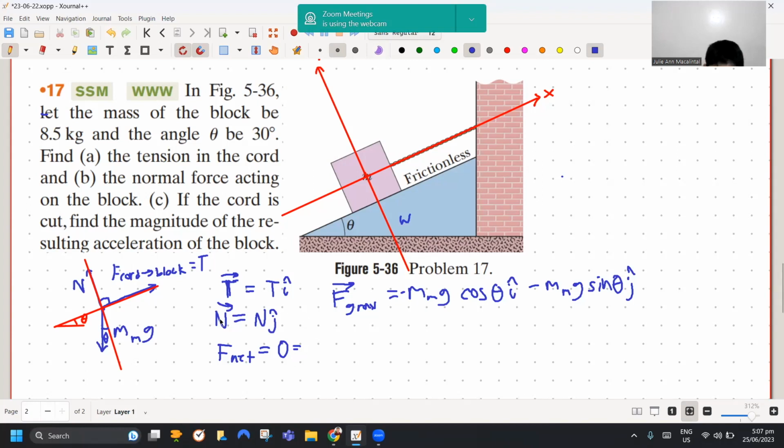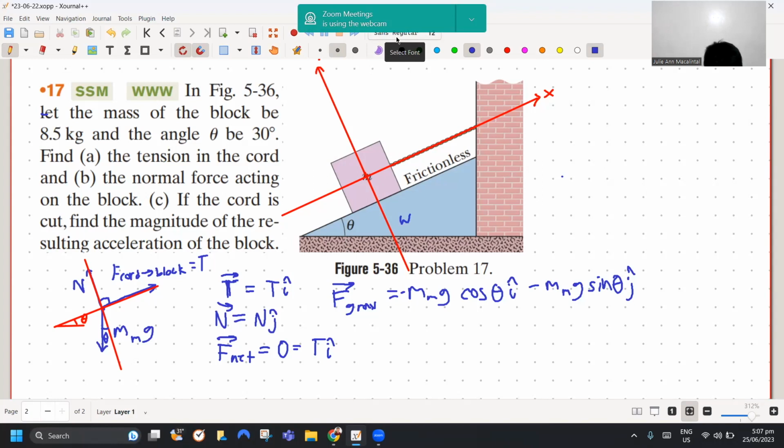So put an arrow symbol over the F net. Wait, there's no arrow symbol. F net needs to have an arrow symbol, because if it isn't there, F net without the arrow symbol means magnitude, which is not a vector. The zero is understood to be the zero vector. Okay, so now use F net equals zero and the known forces to write down an equation in components. T plus F grav plus N is equal to 0.